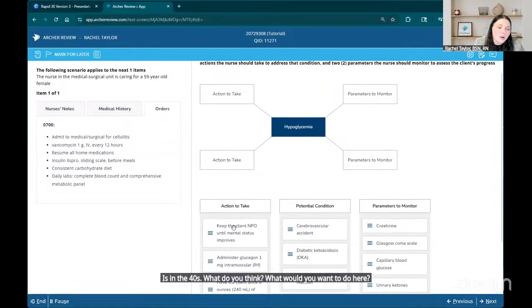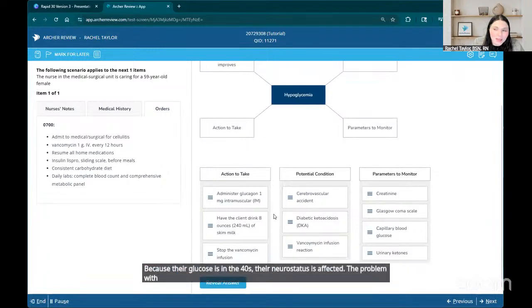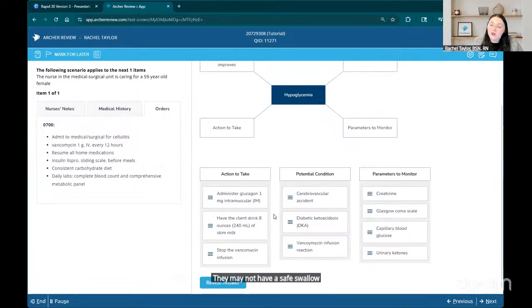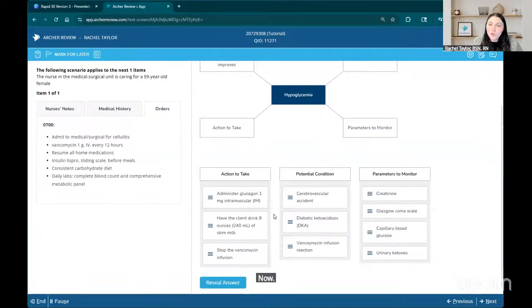Very good. We want to keep the client NPO. Why are we keeping them NPO? Because their glucose is in the 40s, their neurostatus is affected. The problem with their neurostatus being affected is what? They may not have a safe swallow and they could aspirate. Nice work, guys. All right. Now, what other action would you want to take here?